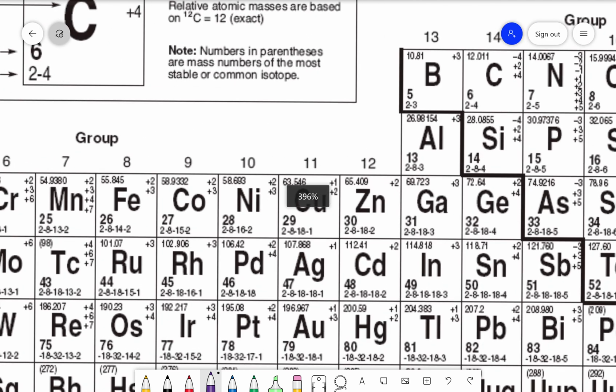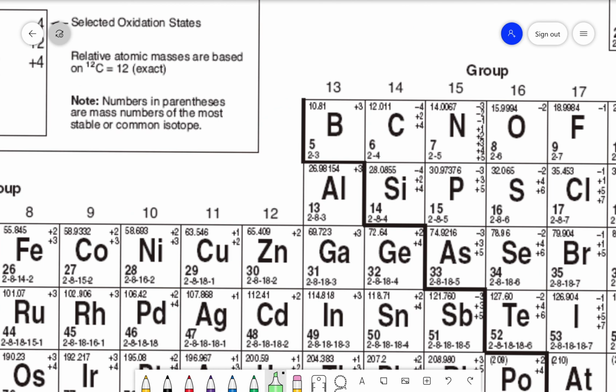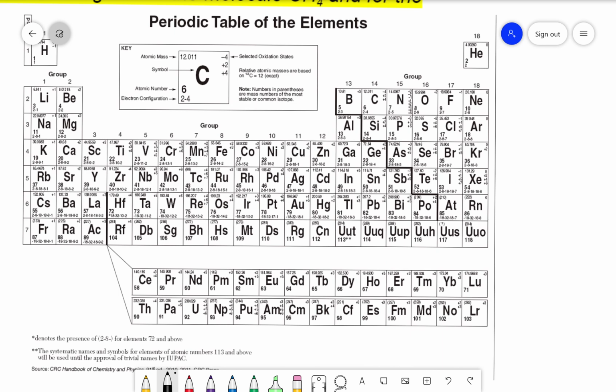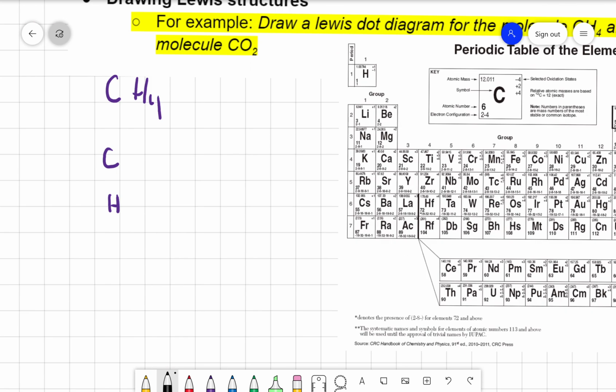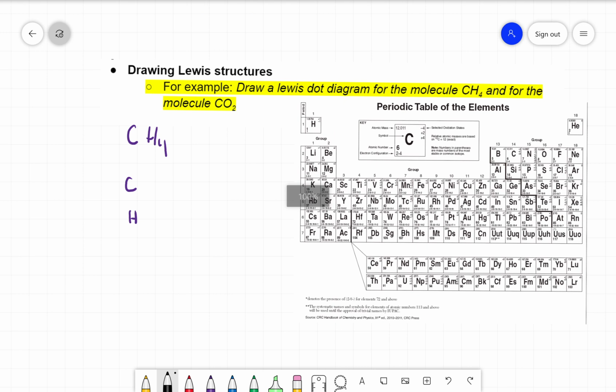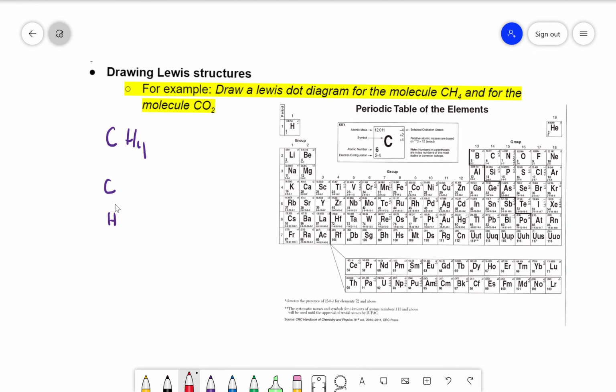If we look, the last number in the electron configuration, whoa, that's way too big, tells us how many valence electrons we have. So here we see that carbon has 4 valence electrons. So let's just draw that out. Remember, when you're drawing Lewis structures, you want to draw the valence electrons as little dots around your element. So we have 4 valence electrons, so let's draw the 4 dots.